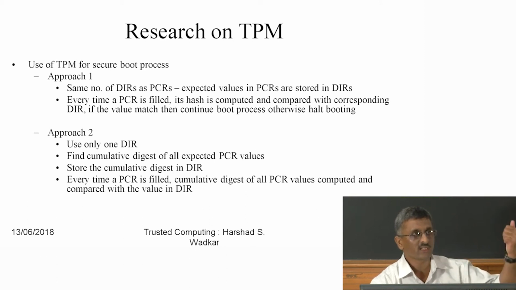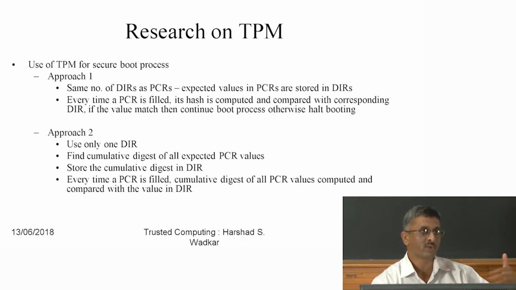Right now, you have seen there are 24 registers, out of which 7 registers are available to me, and then I can use dynamic root of trust. So, on each PCR I can put the data, the application hashes. This is approach one. What is happening is there are the same number of DIRs as PCRs. Expected values of PCRs are stored in DIRs. Every time a PCR is filled, its hash is computed and compared with the corresponding DIR. If the values match, then continue the boot process, otherwise halt the process.